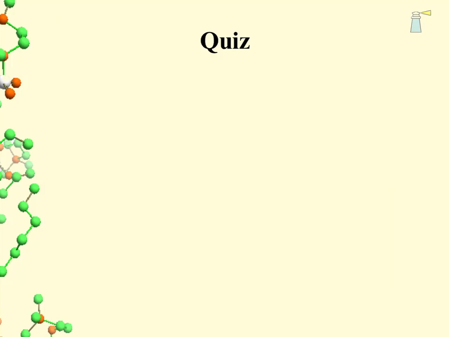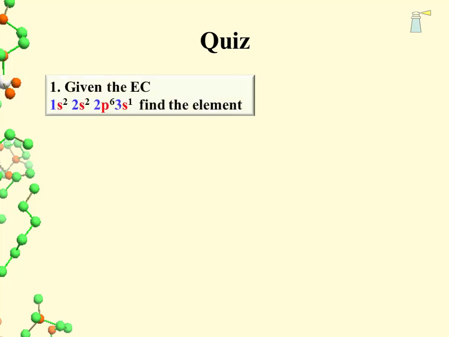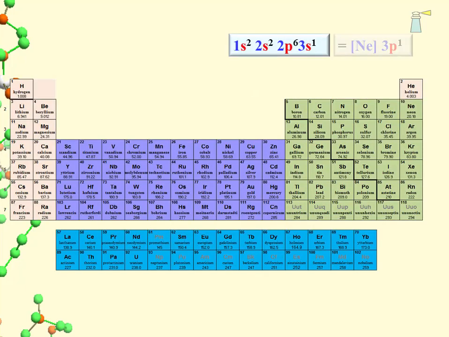Material in this lecture readily lends itself to quizzing. See where you stand on electronic configuration by stopping the lecture after each question and finding the answer on your own. A review of the answer will still follow. Given the EC, 1s2, 2s2, 2p6, 3s1, find the element. The key to determining what element or atom the EC represents is in the last orbital of the EC.